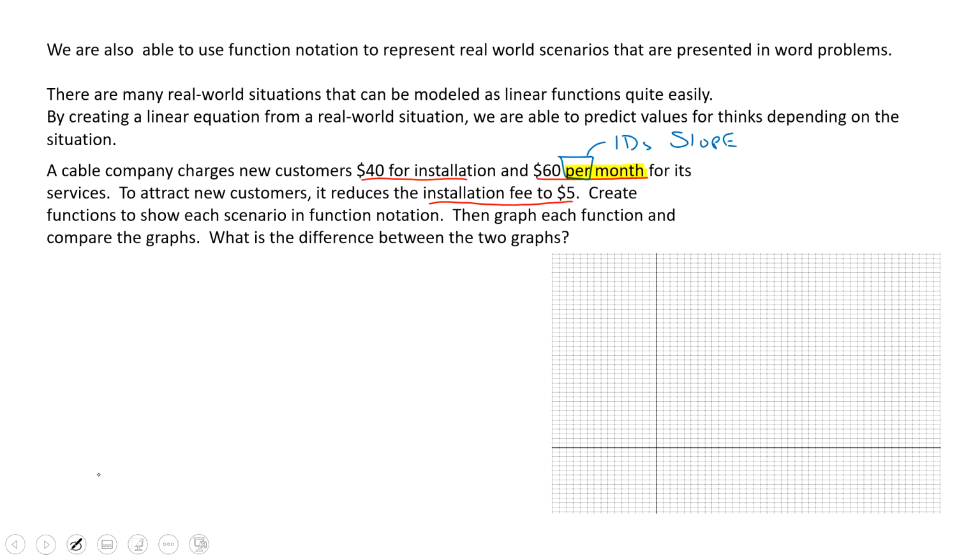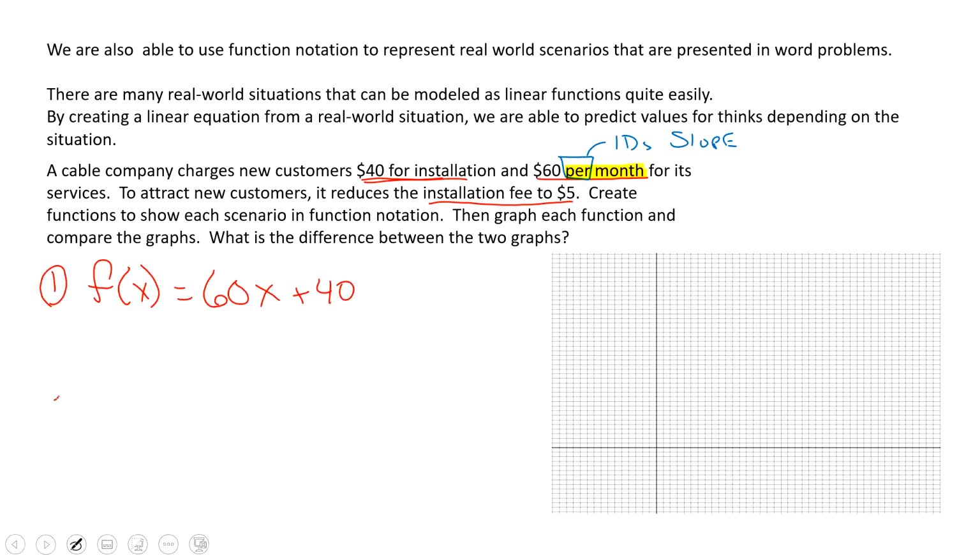Once we start working with real world stuff, it doesn't always have to be x and y, especially using function notation. But here, my first equation is going to be f of x equals, like I say, slope is 60x. The installation fee, that's the cost up front. That's going to be my y-intercept. That's where we're starting. Before I even do anything with my cable, I have to pay $40 out. So when x is 0, I've already paid $40. Does that make sense?